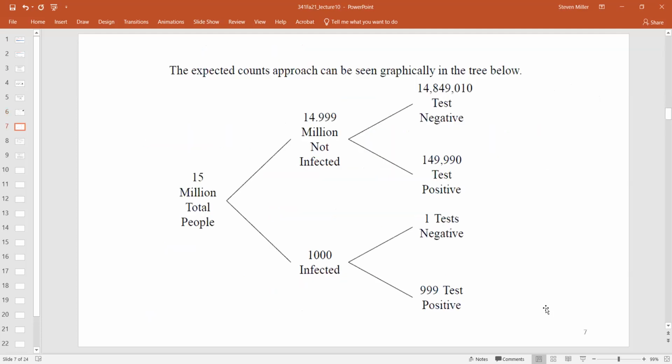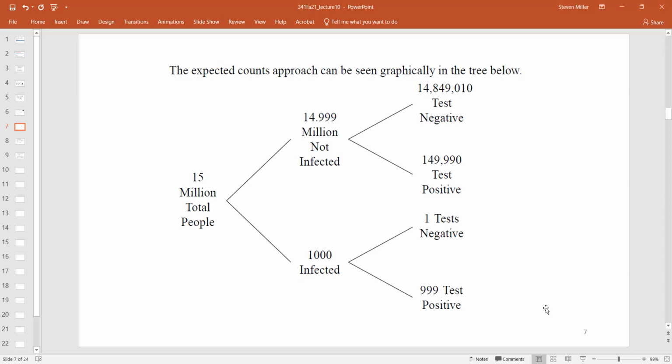So I like doing this with the expected counts approach. So we start off with 15 million total people. Why 15 million? Because 1 out of every 15,000 is sick. And this just gives me nice numbers as I go through. It's nice not to be talking about a third of a person. And so if I have 15 million total people, 1,000 are infected, and 14,999,000 are not infected. So it's very rare to have somebody infected. So this is not the same as COVID. These numbers are very different.